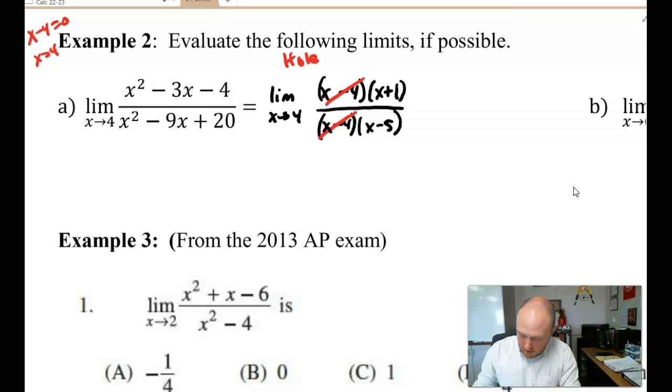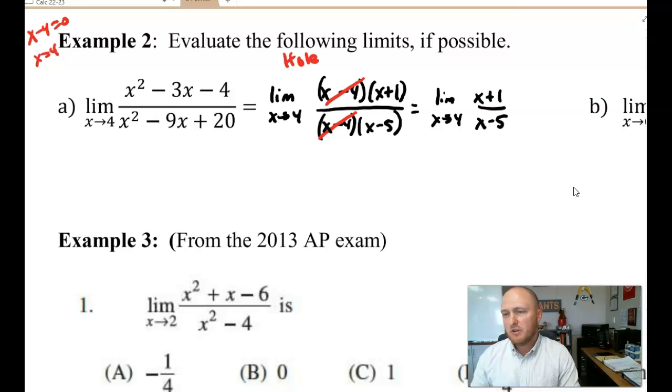Good, so now I can rewrite this limit statement. Not that the hole is really important here, but it's good to know what's going on at 4. So I reduced, and now I have the limit of x plus 1 over x minus 5 as x approaches 4. If I plug in 4 now, what do we get? We get 5 over negative 1, which is negative 5. Just checking my notes. Yep, that's what I got. So that's the limit. Factoring took care of that indeterminate form.